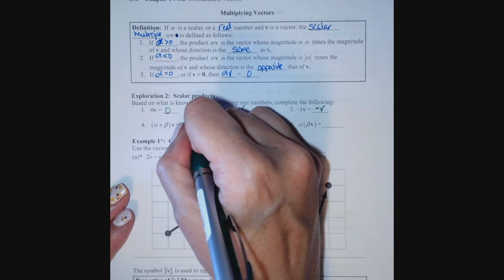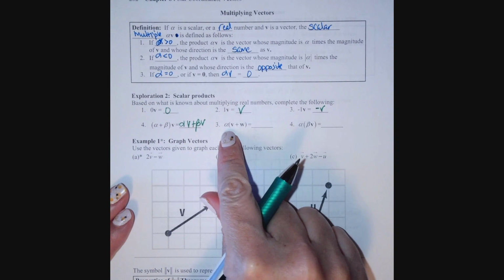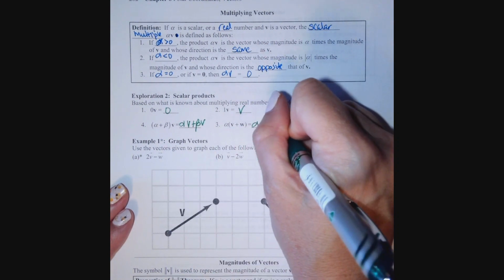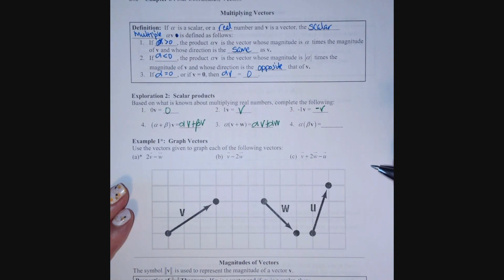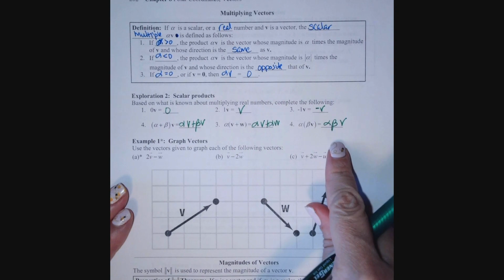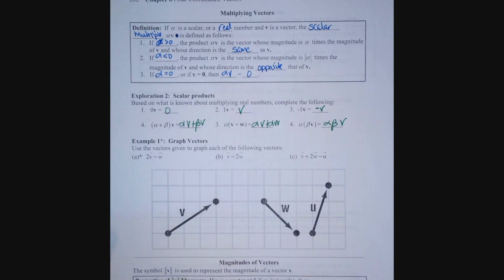Here I'm going to distribute so that I have alpha times the vector plus beta times the vector. Here I'm distributing in the scalar, so alpha v plus alpha w. And here I'm multiplying two scalars together, so alpha beta times the vector.